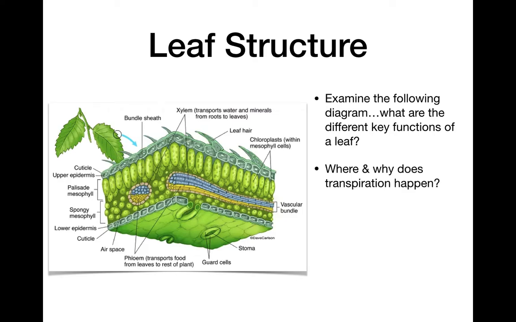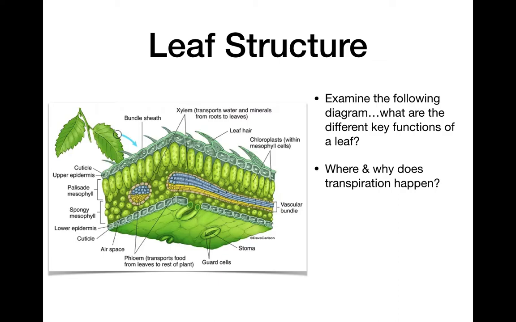Okay, where and why does transpiration happen? Again, pause the video, talk to somebody, or think about it yourself. Okay, so transpiration is happening in the guard cells. So in the stoma, which are opened and closed by guard cells, at the bottom of a leaf. Most leaves only have the stoma on the bottom. That's to avoid excess water loss.